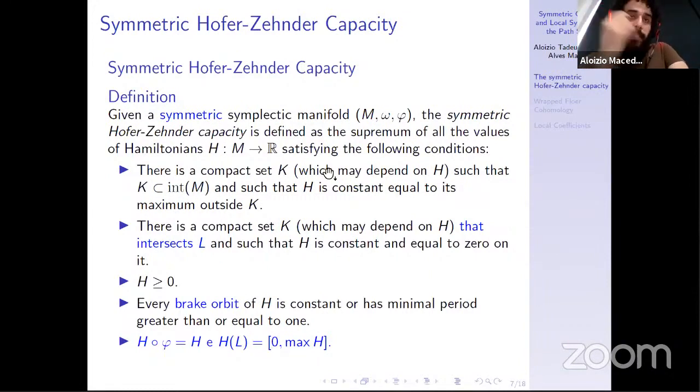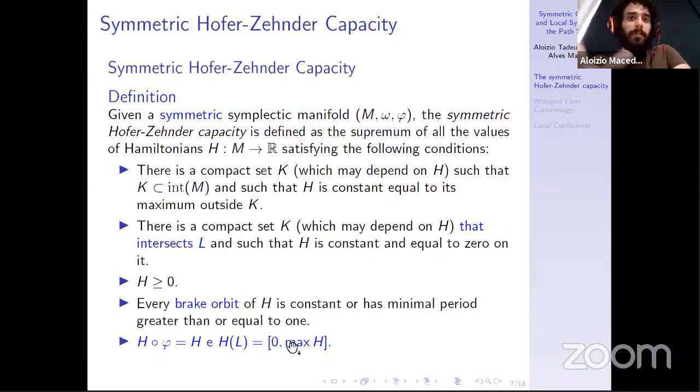Take note that if M is not compact, and for example, L is connected, then this condition is trivially satisfied. But if M is compact, then we have to impose this condition. In fact, this condition allows us to prove a similar result to the well-known statement that the capacity is equal to the area in dimension 2. This is also true in this context, but we need this condition.